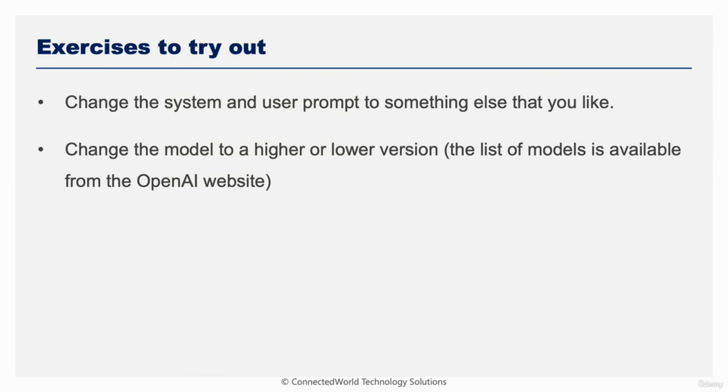And finally, here are some exercises for you to try out. In the code that we have here, change the system and user prompt to something else that you like, or change the model to a higher or lower version. You can see the list of models from the OpenAI website.